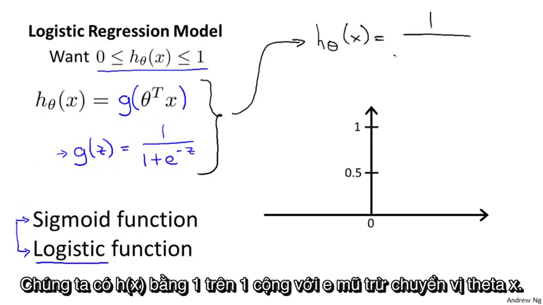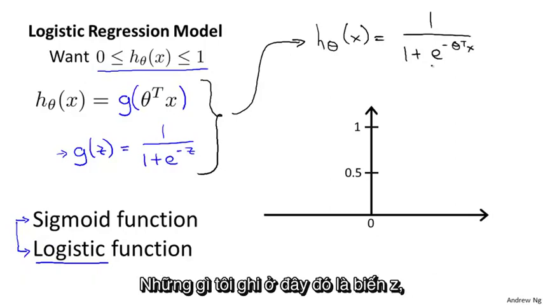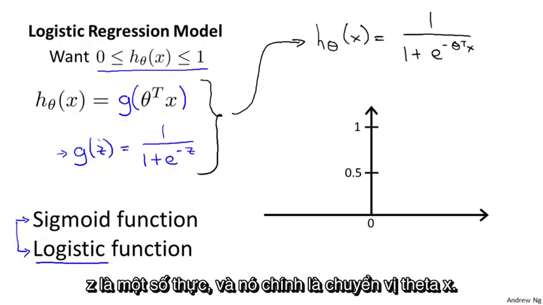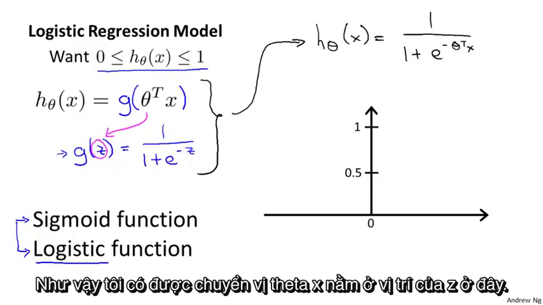I'm saying that h of x is 1 over 1 plus e to the negative theta transpose x. And all I've done is I've taken this variable z, a real number, and plugged in theta transpose x. So I end up with theta transpose x in place of z there.